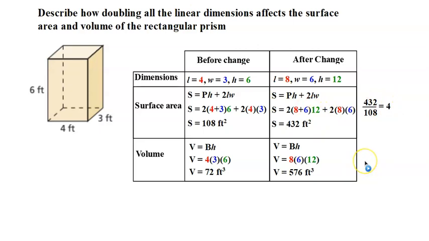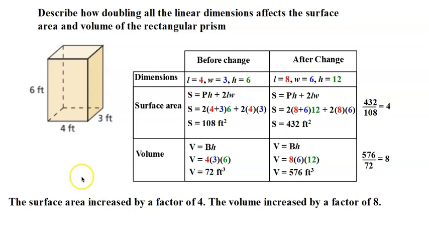All right, what about volume? We're going to take the new over old. So 576 divided by 72, which is 8. Also not 2. We doubled everything, but the area went up by 4, and the volume went up by 8. So we see that our surface area went up by a factor of 4, and the volume went up by a factor of 8. And so that's how we can describe the change here.